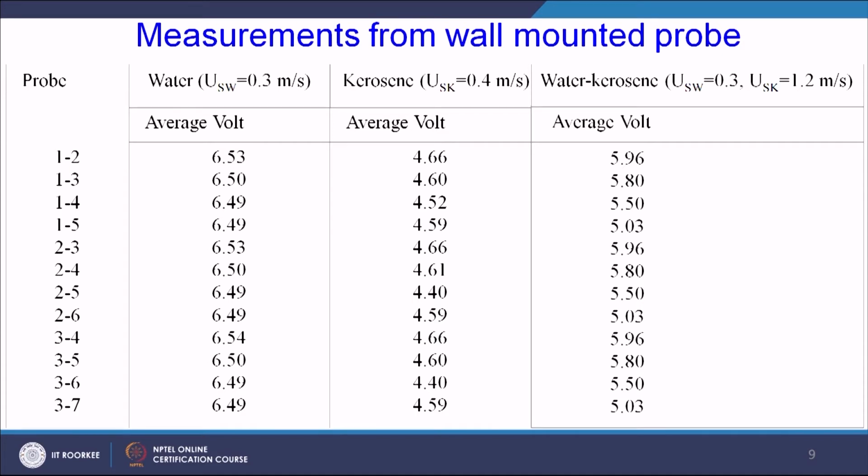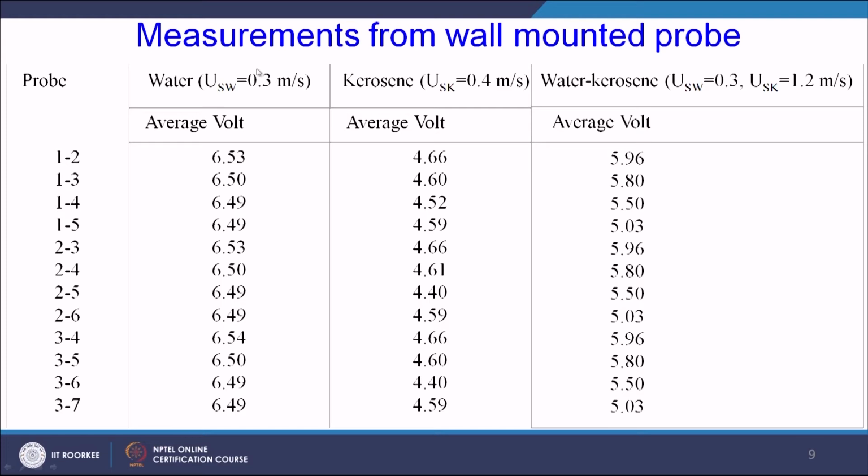You can see we have shown 3 different conditions: water, kerosene, and water-kerosene. Water-kerosene will give you a core-annular situation. The flow rates are taken in such a fashion that they give core-annular situations. By the way, these flow rates are selected from the flow regime map which I showed you in the second lecture. Now, if we have full water inside the pipeline, all these combinations give you something around 6.5. All the voltages are in the range of 6.5.